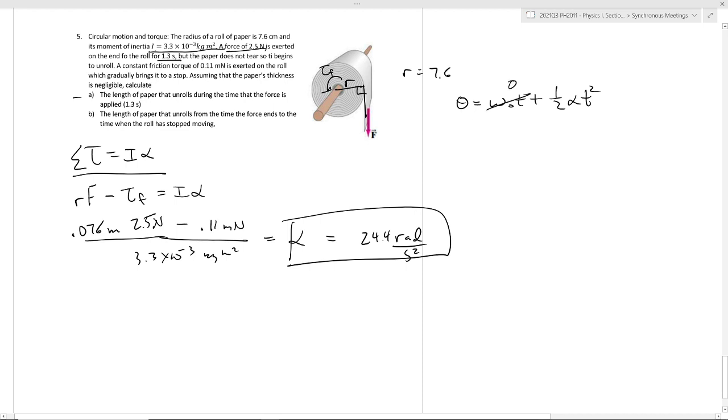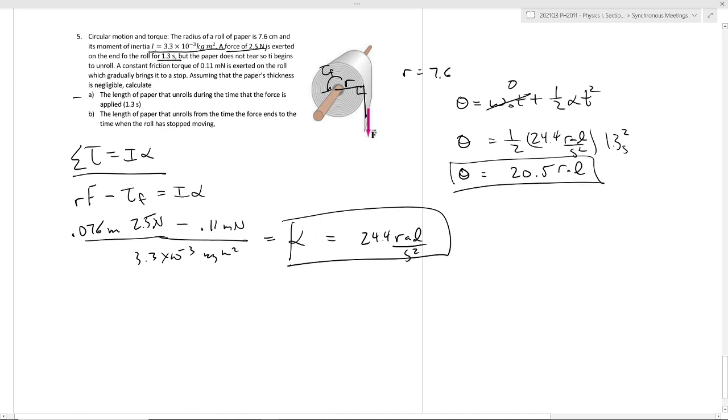So it starts from rest, so this will be 0. So basically, we can just put these ingredients together and multiply by our time squared. So we're pulling on it, we're accelerating it for 1.3 seconds. We put those ingredients together, and we find that the amount of theta that it unrolls is about 20.5 radians.